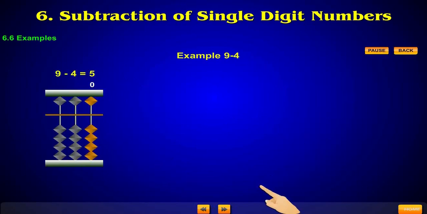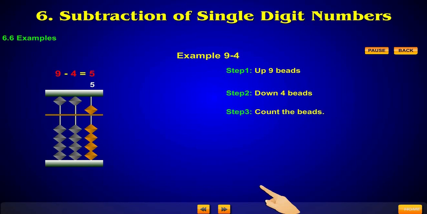Example: 9 minus 4. Step 1. Up 9 beads. Step 2. Down 4 beads. Step 3. Count the beads.